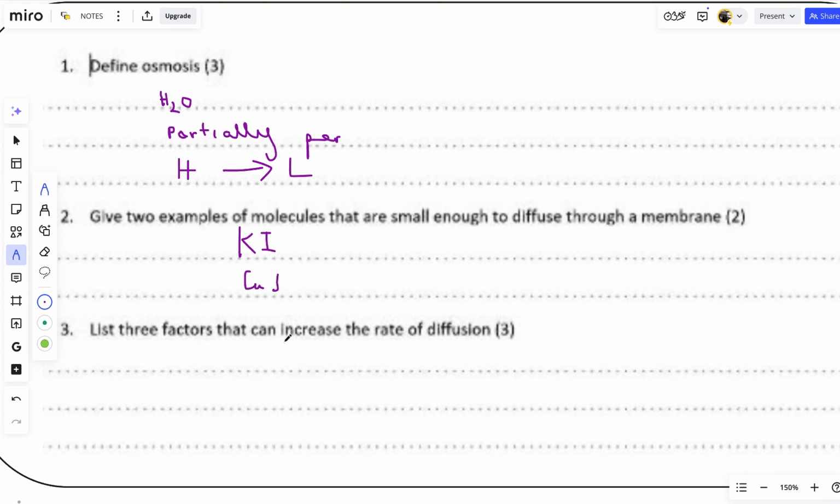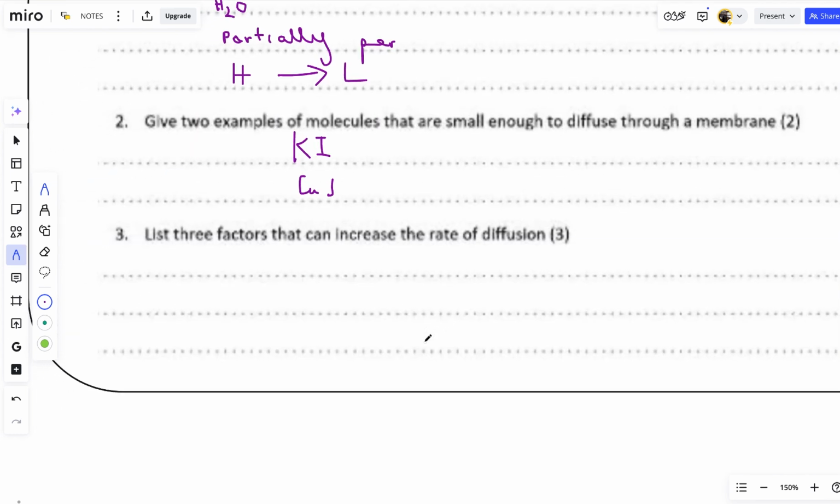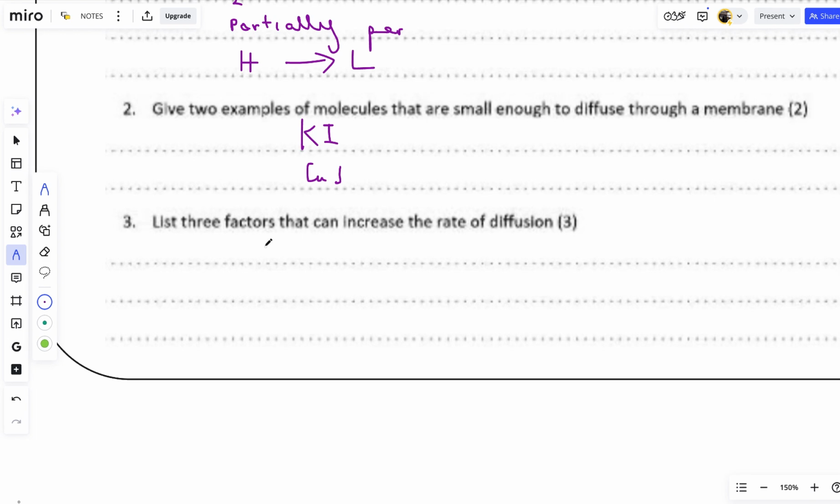List 3 factors that increase the rate of diffusion. Number 1, increased temperature. You must write an increase in temperature because they say that we increase the rate of diffusion. Arrow up means it increases the rate of diffusion. So when I put an arrow up by temperature, it means we increase the temperature. If I put the arrow down, it means decrease temperature. So you say increase in temperature, number 1 factor.